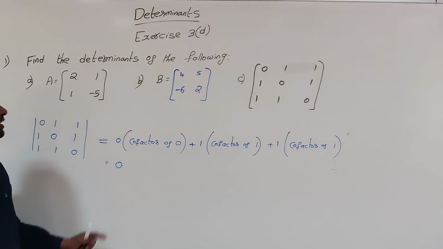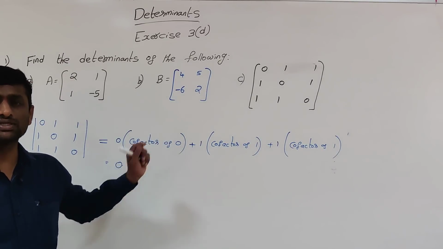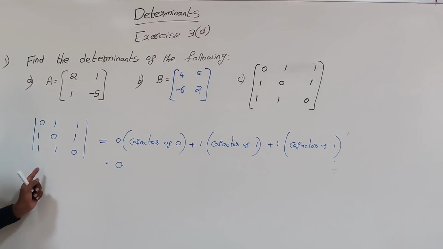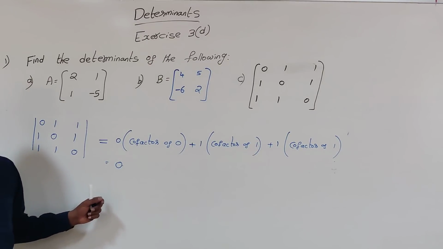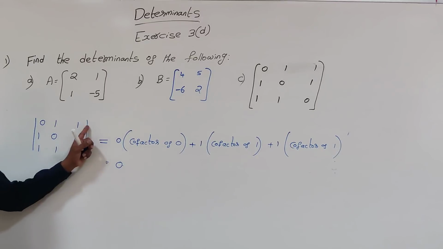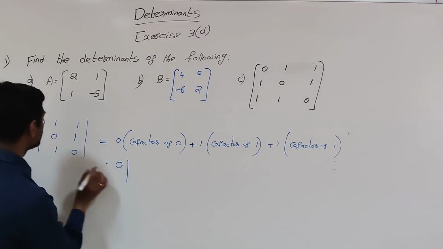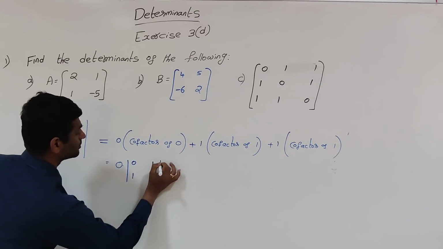0 into what will be the cofactor of 0? That is minus 1 whole to the power of 1 plus 1, because it is located in the first row and first column. So this gives plus into the minor of 0. So what is the minor of 0? It is the determinant of a 2 by 2 matrix after hiding the first row and first column. So the elements will be 0, 1, 1, 0. So the determinant of 0, 1, 1, 0.